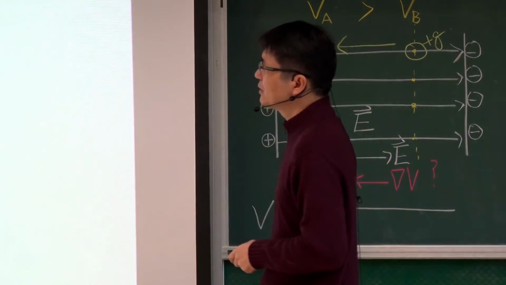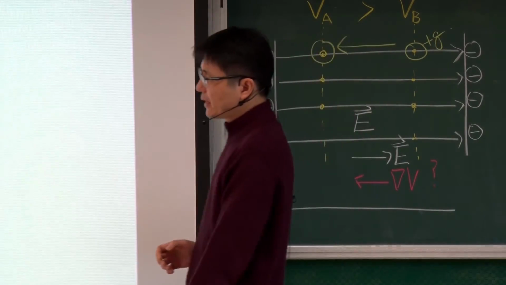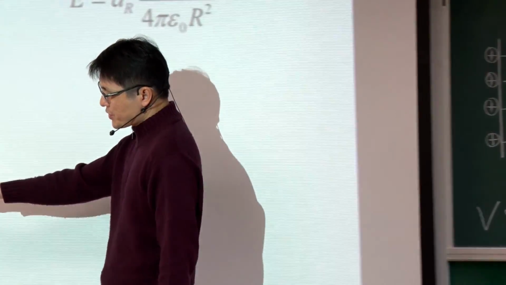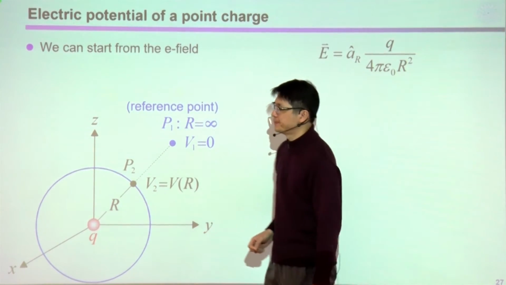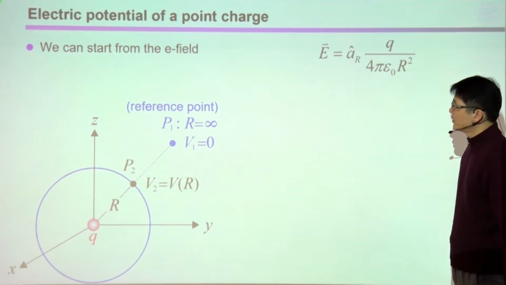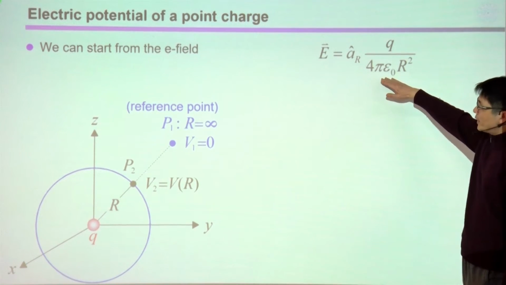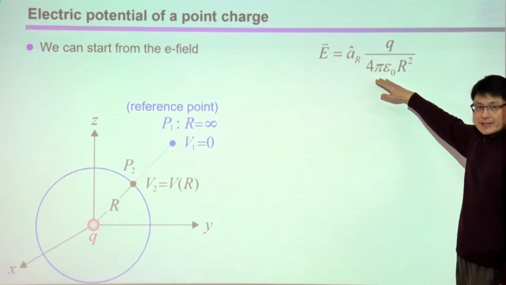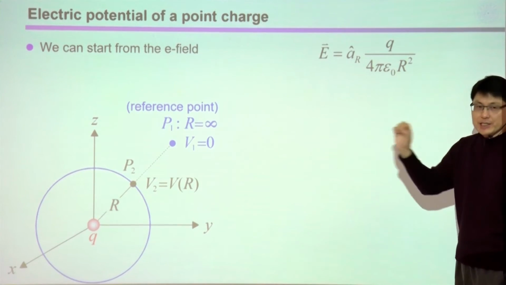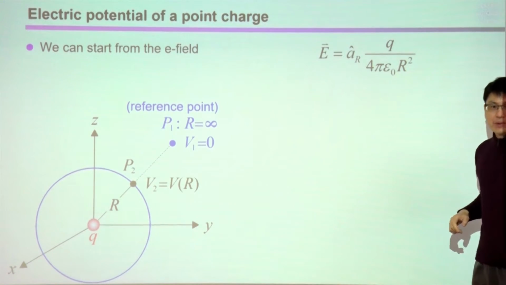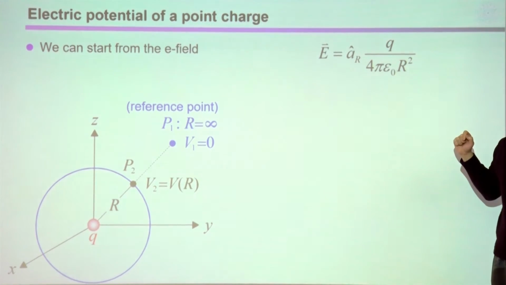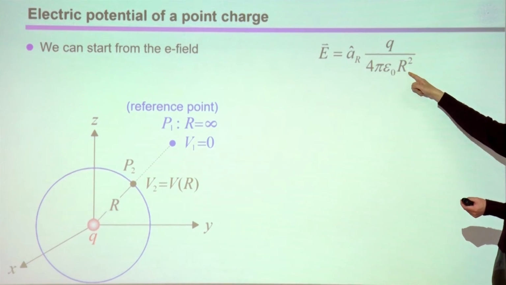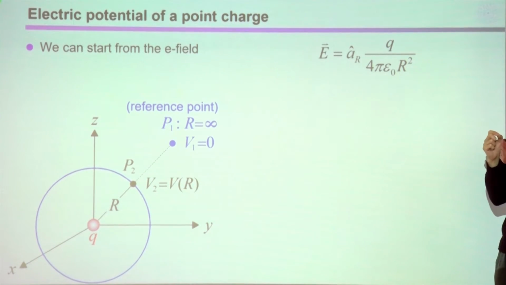Right? So let's take a look at the problem. We have a single charge. Right? Single charge with amount of Q. We already know the E field intensity distribution for a single charge. That's from Coulomb's law. Right? Q divided by 4 pi epsilon 0 r squared. R means the distance from my observation point to the charge.